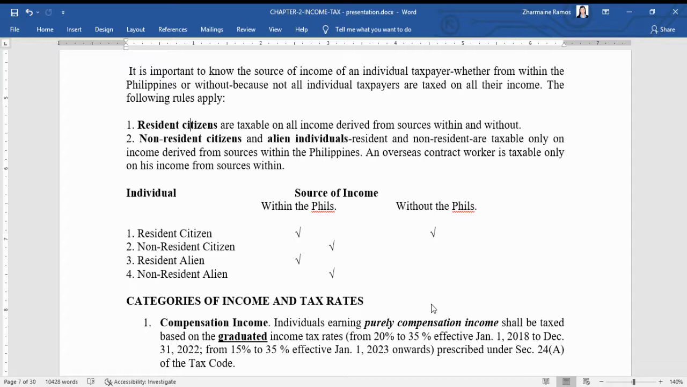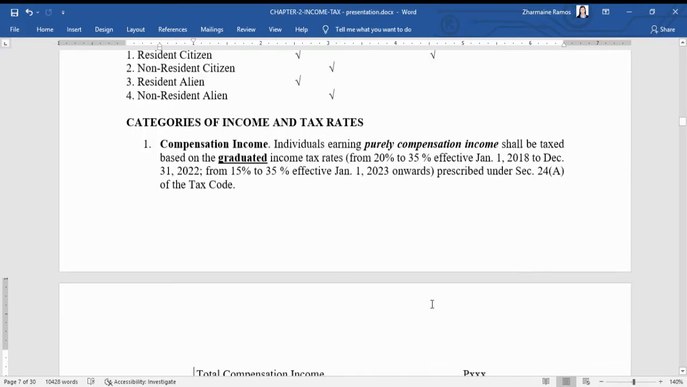Paano yung mga overseas contract worker? So, syempre, yung income nila doon ay nasa labas ng Philippines. Hindi yun taxable. So, an overseas contract worker is taxable only on his income from sources within the Philippines.